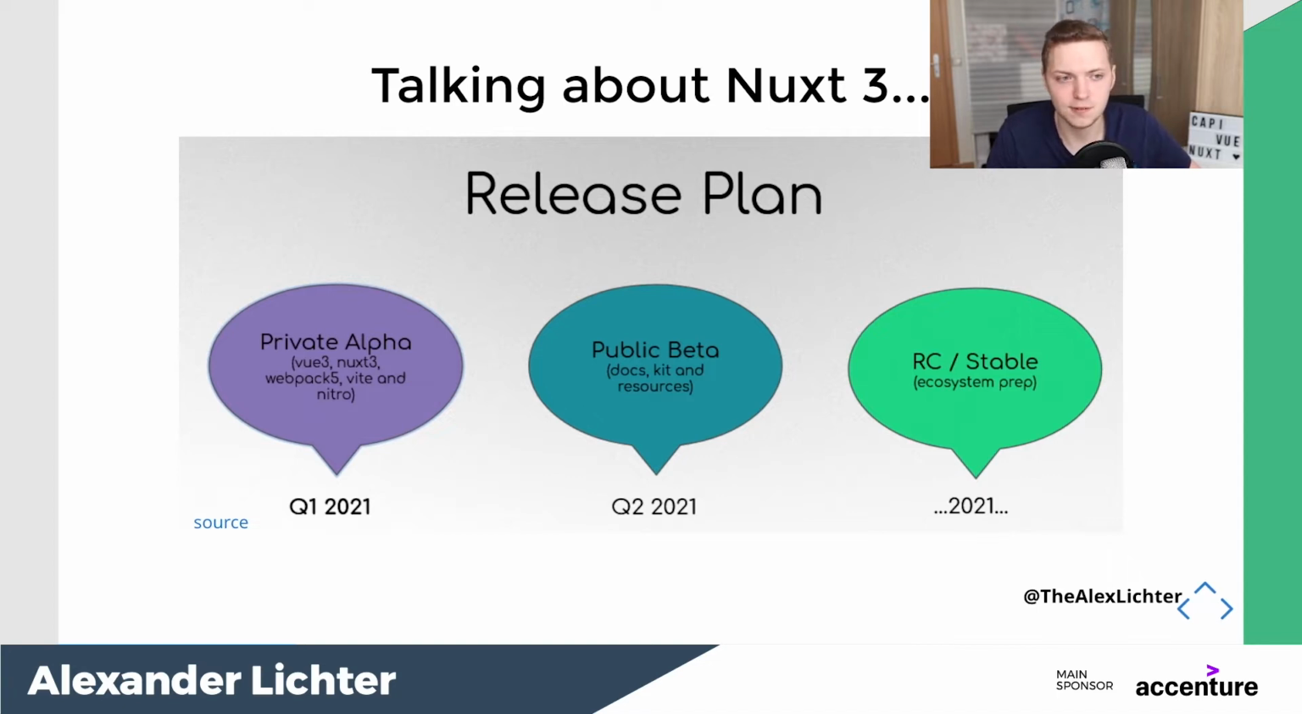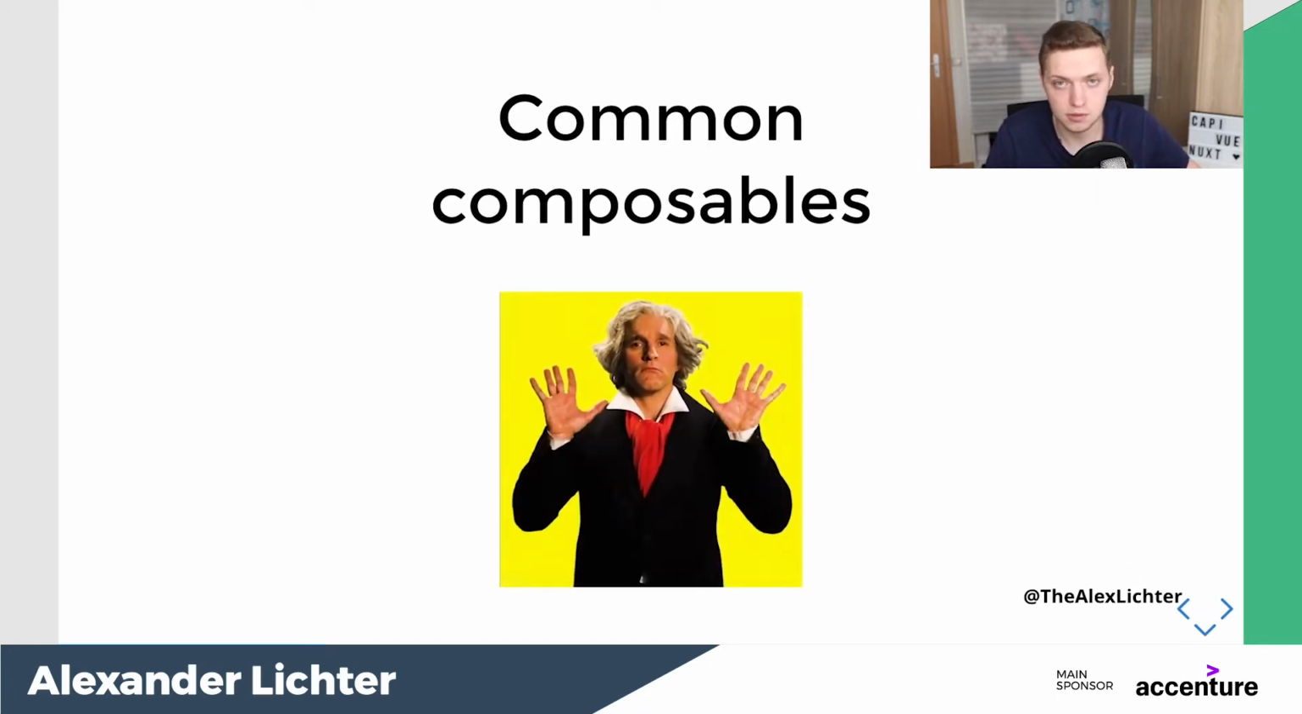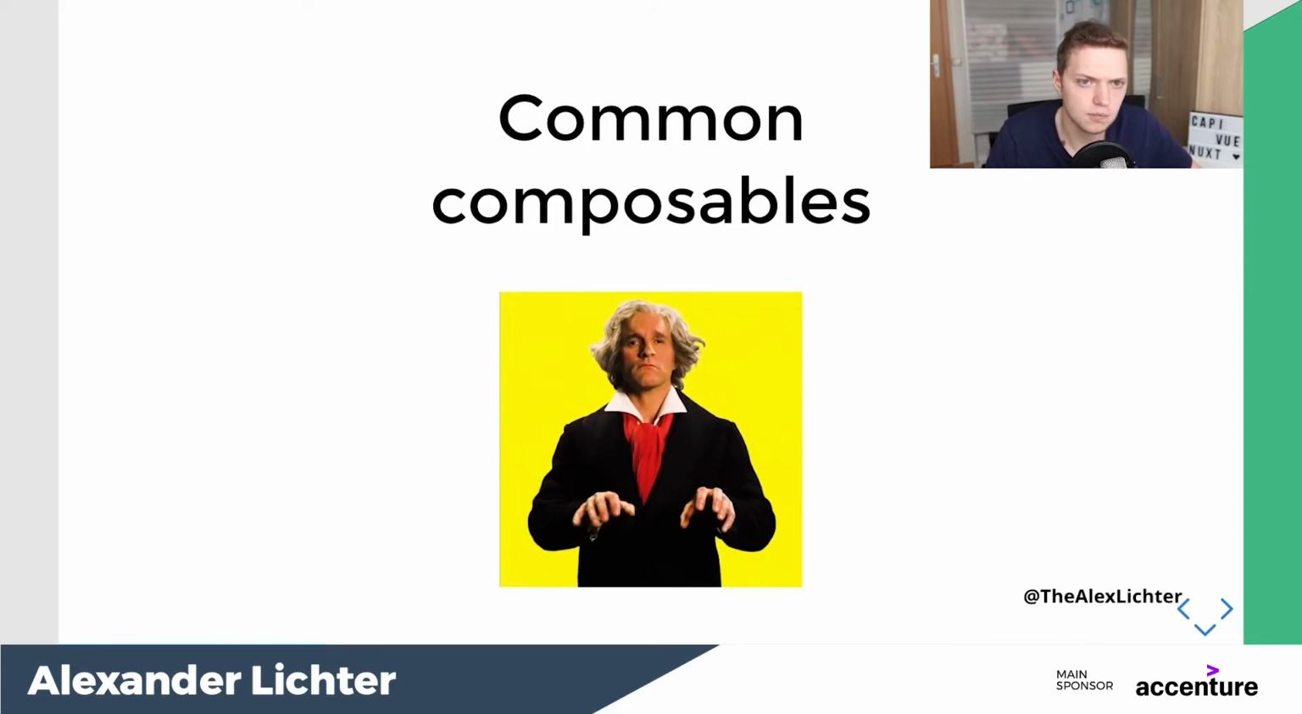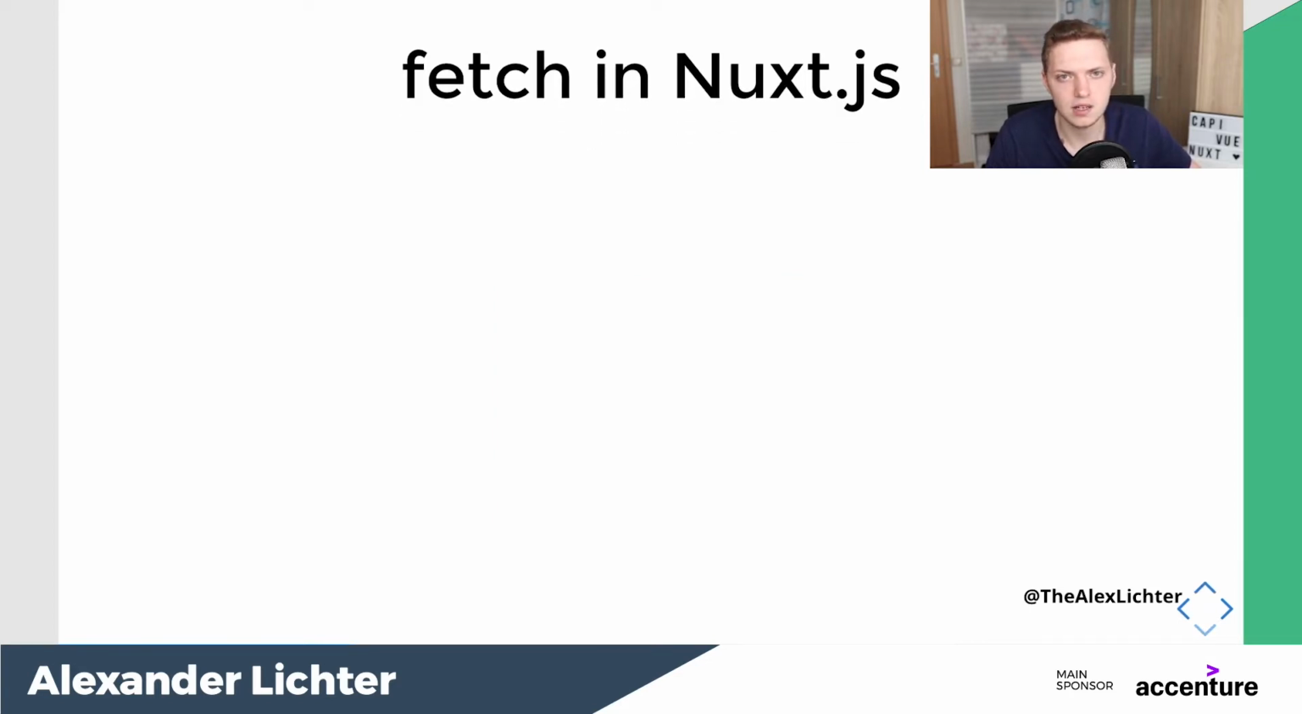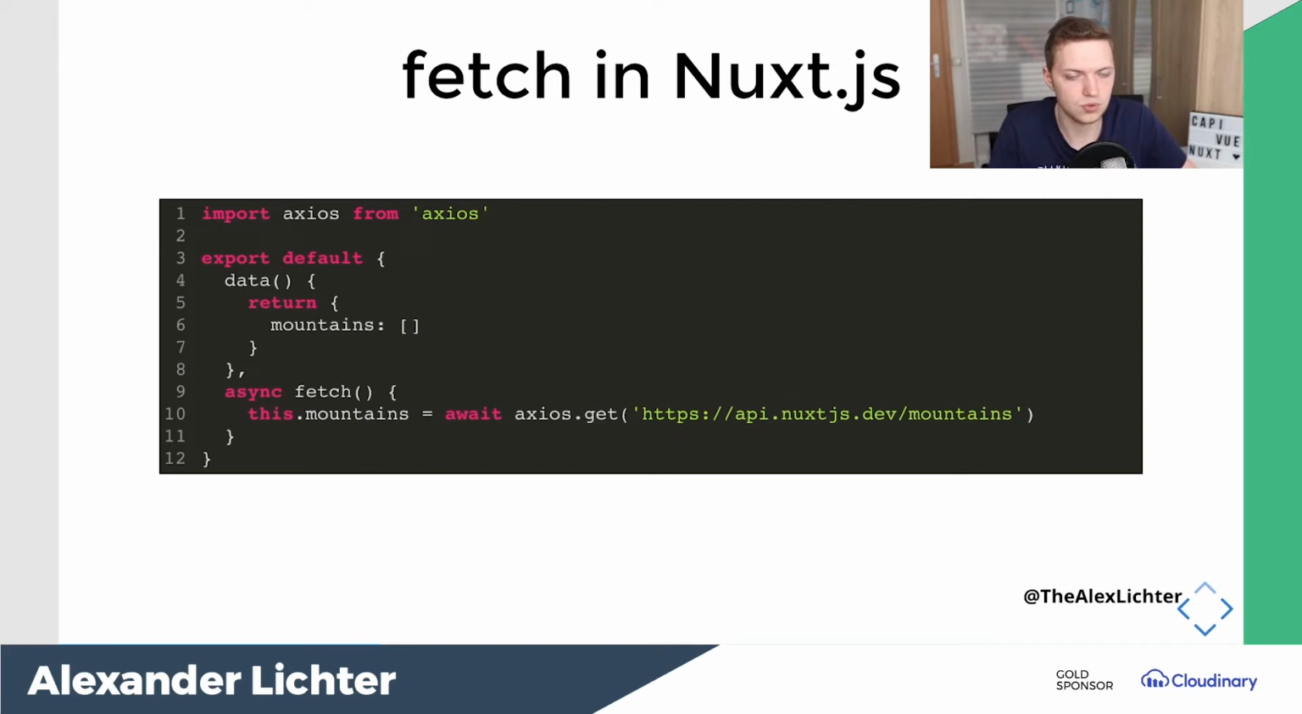From a Nuxt 3 perspective, let's talk about the Composition API and common composables. And before we start with the first composable, let's start with how fetch in Nuxt works, because if you have never used it, I'll show you. So these are 12 lines of the script part of a component. In the first one, we import Axios, of course, and then we have our data. As usual, we set mountains to an empty array, and then in lines 9 to 11, we have this async fetch block, and we just say set this.mountains to whatever the result of that promise of that Axios call is.